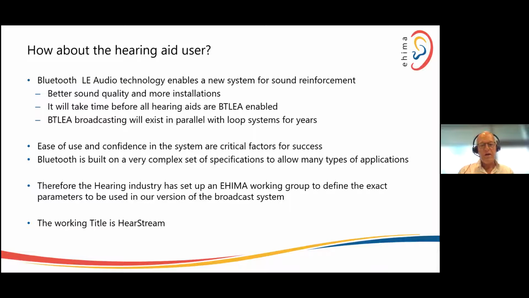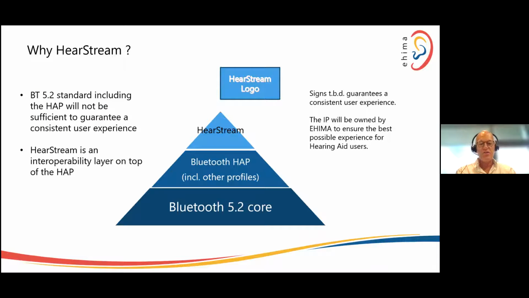So we have set up a working group under HEMA. HEMA is the Hearing Aid Manufacturers Association, to define the parameters that will be used in our version of the broadcast system. And the working title for this is HearStream. HearStream is sort of a layer on top of the Bluetooth system, where we will define some further details of how to set it up in order to ensure that there will be as good as possible interoperability between hearing aids and the streamers that hopefully will be put out there over the coming years.